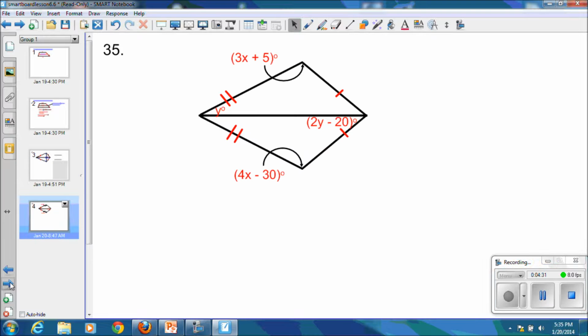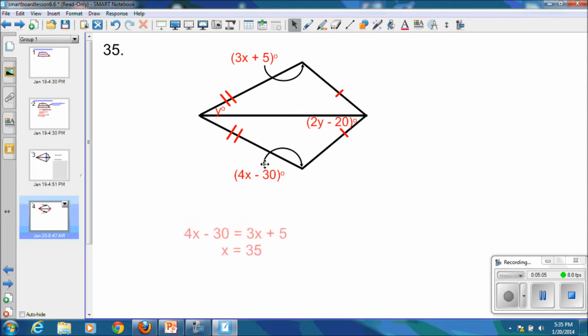We're going to do one more problem, which is what I consider the challenge problem. This is 35 on your homework. We have two different variables, which makes this a little more challenging. Now, this is definitely a kite because we have two pairs of consecutive congruent sides, and we learned previously that in a kite, opposite angles are congruent. And I'm going to start with the fact that the opposite angles are congruent to set up an equation because I have an x here and an x here. So that seems like the logical place to start.